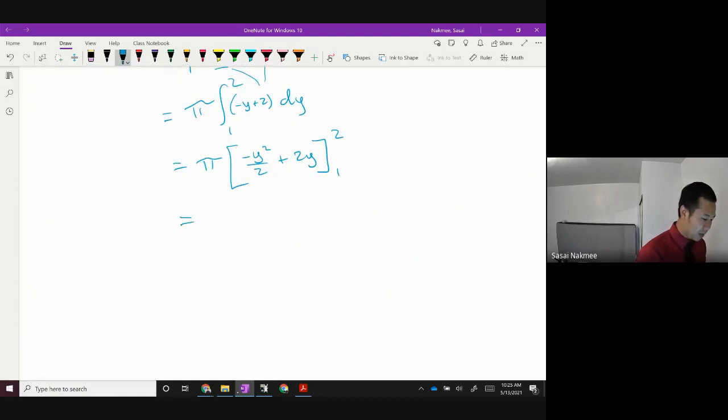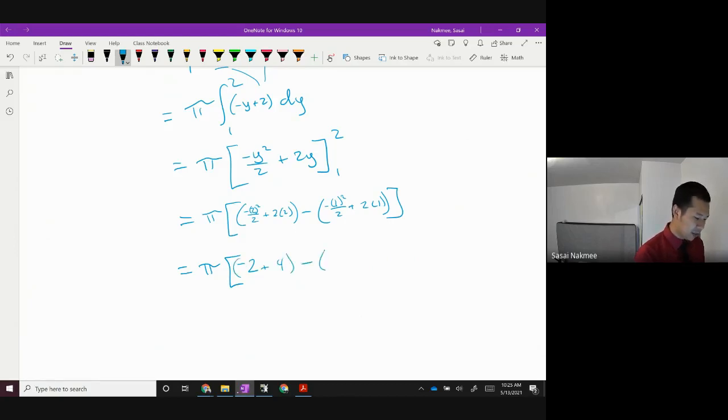Let's finish off this problem. This is going to equal pi times negative 2 squared over 2 plus 2 times 2, minus negative 1 squared over 2 plus 2 times 1. Be careful with the signs on this one. Simplify this out. This is going to be pi times negative 4 over 2, which is negative 2, plus 4, minus negative 1/2 plus 2.